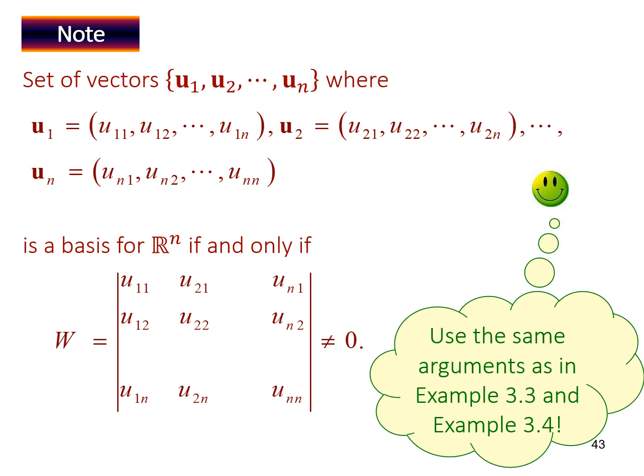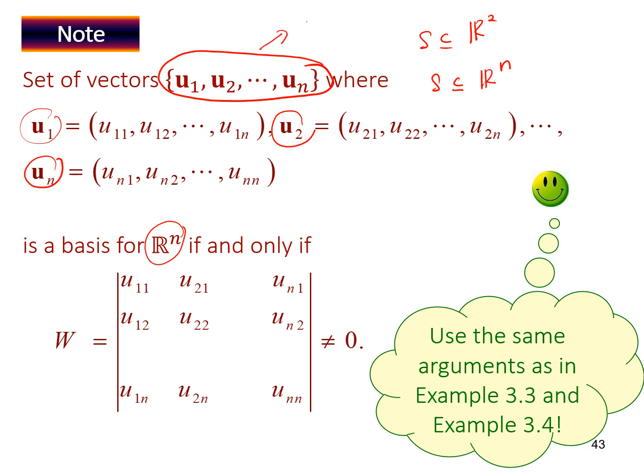In the previous examples, we considered S a subset of R2, and also we looked at another set S in R3. And from the previous examples, we are able to generalize the steps to prove that a set S in Rn is a basis for Rn. Okay, in general form of a set S in Rn, we need n vectors. So here we have n vectors, u1, u2 up to un, to form a set. Okay, and this set is the set S.